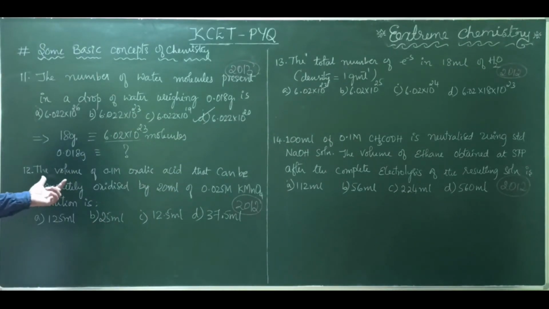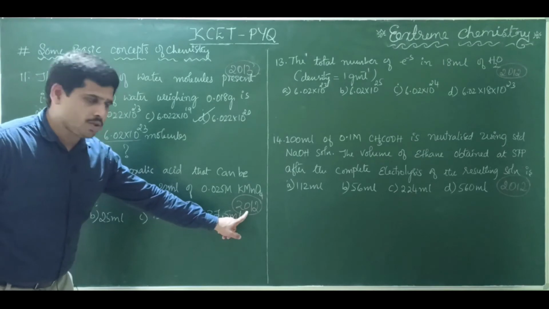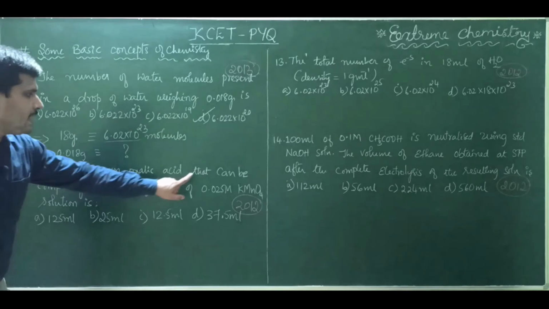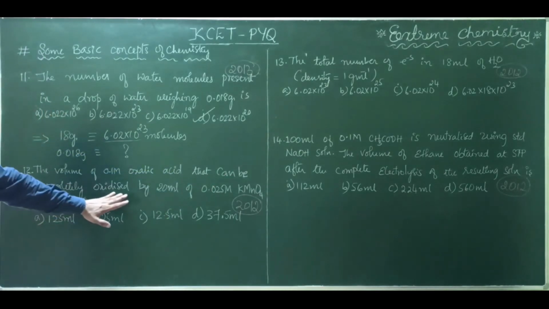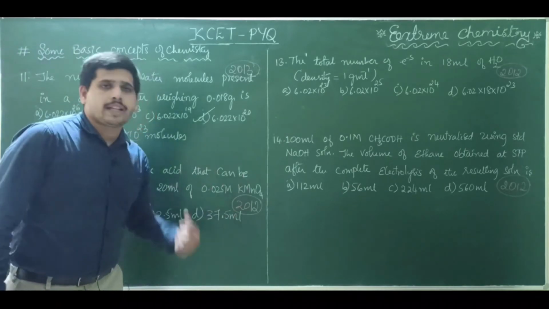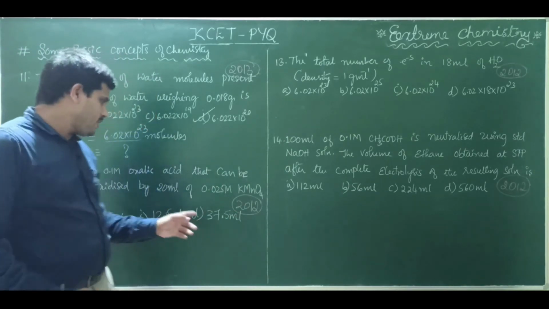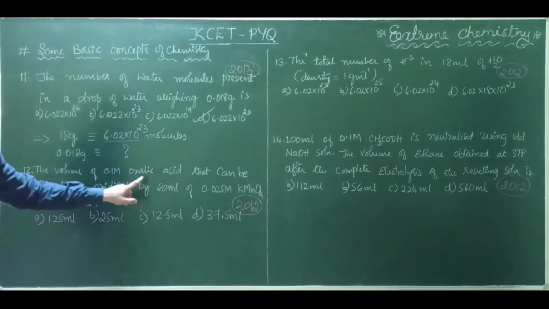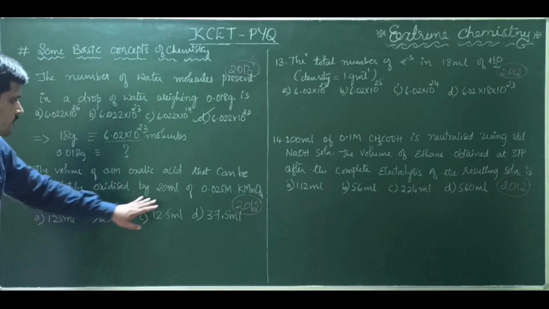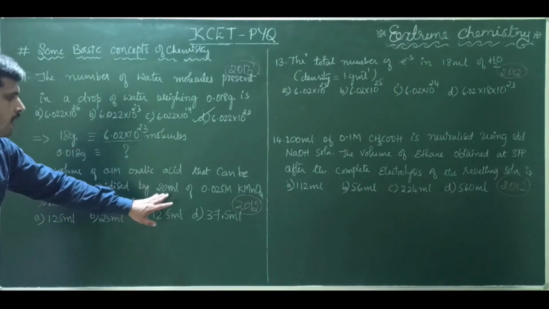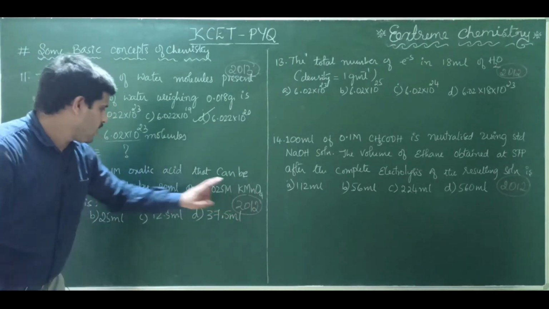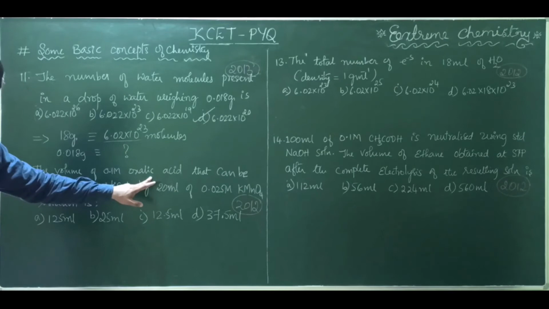Fine. Moving on to the next, 12th one again. This is in the year 2012. So, the volume of 0.1 molar oxalic acid that can be completely oxidized by 20 ml of 0.025 molar KMnO4. So it's a titration between potassium permanganate and oxalic acid. Now volume is asked, strength of acid is given, or one of the reagents is given, oxidizing and reducing agent. So it is a redox reaction, KMnO4 is the oxidizing agent and oxalic acid has to behave there as the reducing agent.